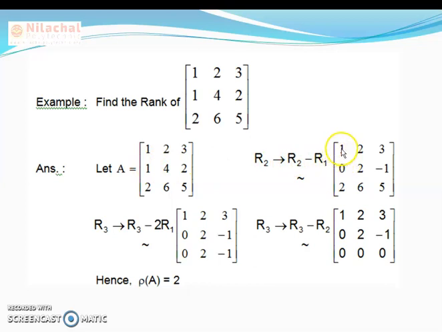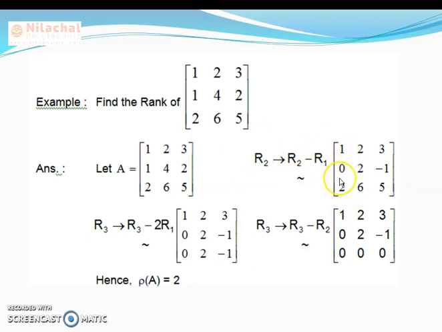Then here you can see R1 as usual I am writing 1, 2, 3 and R2 just obeys this rule. R2 minus R1 means R2 is 1, R1 is 1. So 1 minus 1 is 0. Then 4 minus 2 means 2. Then 2 minus 3 means minus 1. So this is the change of R2.